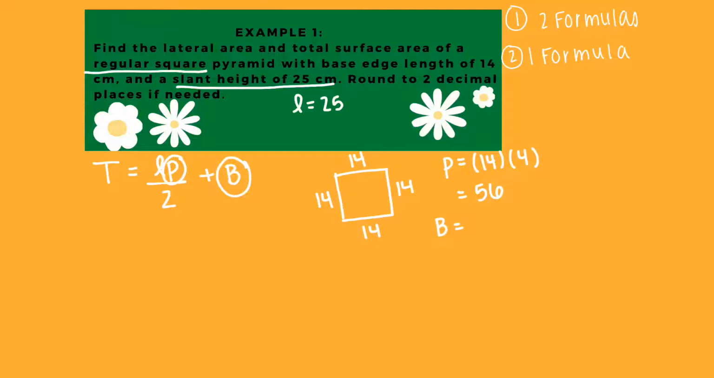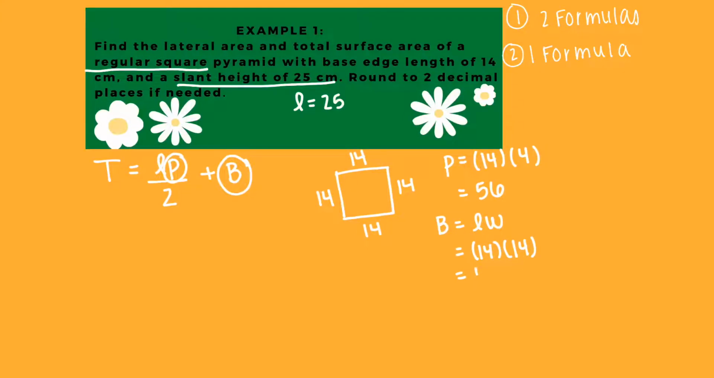This is a square or a parallelogram or a rectangle. Remember, that area is length times width. So here, since it is a square, both my length and my width are 14. So I'm going to end up doing 14 times 14. When I plug that in, I end up with 196. And so I now have everything I need for my formula.